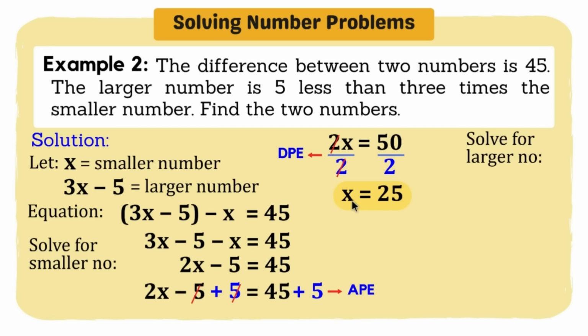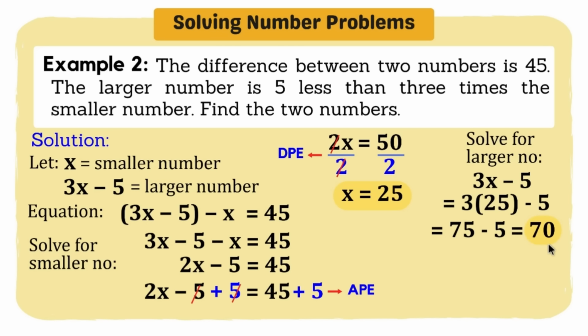Yun na po yung smaller number which is yung x. Now let us solve for the larger number which is 3x minus 5. So using our value of x, isa-substitute lang po natin siya dun sa ating representation kanina. 3x minus 5. So let us change x into 25. So gawin nating 25 sa x. 3 times 25 will be 75 minus 5. And then 75 minus 5 will be equal now to 70. Ito na po yung larger number.